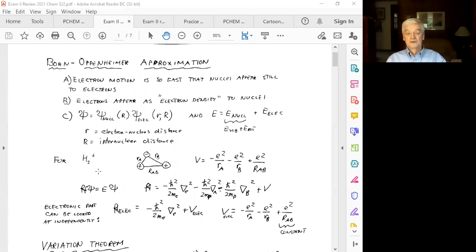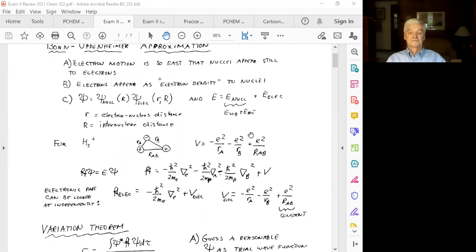We started off by looking at the potential function for the H2 plus molecule. Make sure you're able to write these potential functions for any system where you have plus and minus charges. If you have a plus charge attracting a minus charge, then you get a minus e squared over the bond distance, or the distance between them. In this case, it's the electron to nuclear distance. So be able to write a potential function like this.